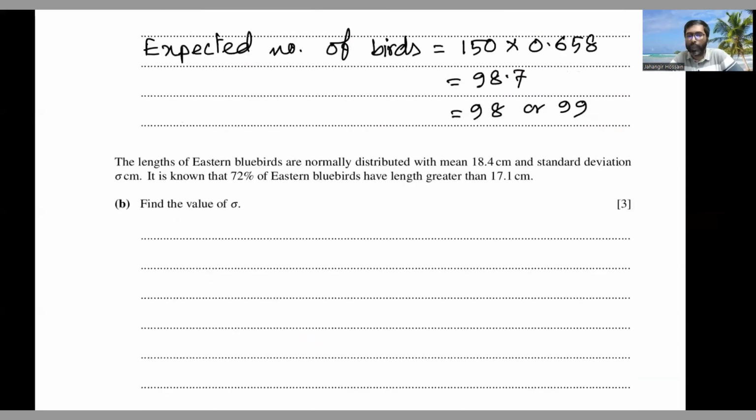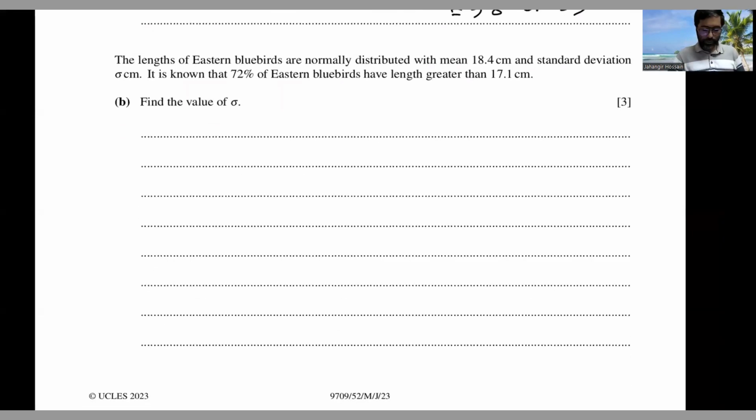Now, the next part B. Here is the length of eastern bluebirds. Here we have different species of bluebirds, normally distributed with mean 18.4 centimeters and standard deviation unknown. It is known that 72% of the eastern bluebirds have length greater than 17.1 centimeters. Of course, you have to find the value of sigma.